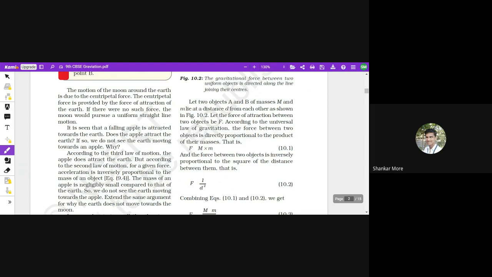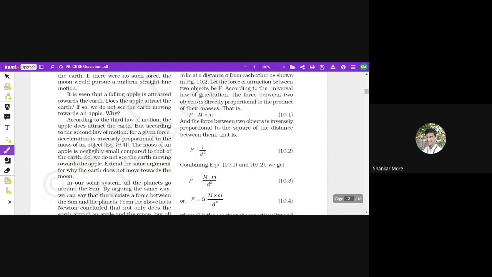Does the apple attract the earth? If so, we do not see the earth moving towards the apple. Why? तो एक ऑब्वियस सा क्वेश्चन है, व्हाट इज दैट? अगर अर्थ एप्पल को अट्रैक्ट कर रही है, सो व्हाई एप्पल इज नॉट अट्रैक्टिंग द अर्थ? मतलब अर्थ ने थोड़ा सा ऊपर जाना चाहिए सो दैट द एप्पल टचेस द ग्राउंड. ठीक है, सो दैट वाज वन ऑफ द आइडिया. Now why is this not possible?